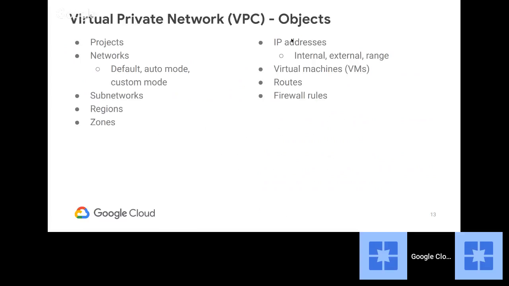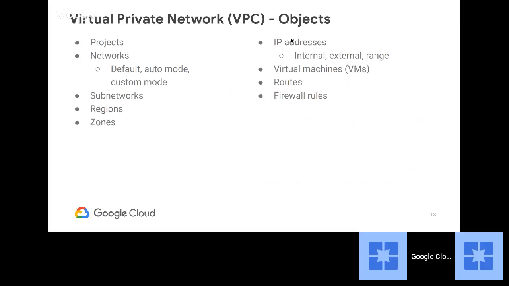Once you've created a custom mode network, you can't go back. So you can start as auto and then flip that to custom mode, which allows you to change and control things. But once you've got a custom mode, we don't support rolling back to an auto mode. You have to create a new VPC and map things over.